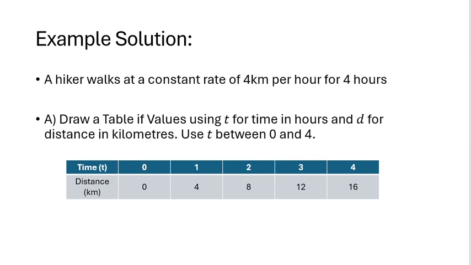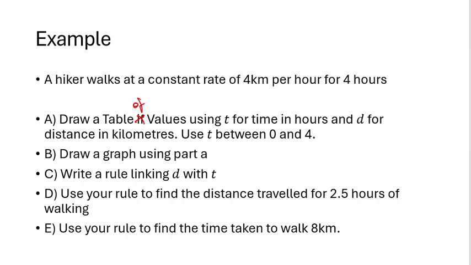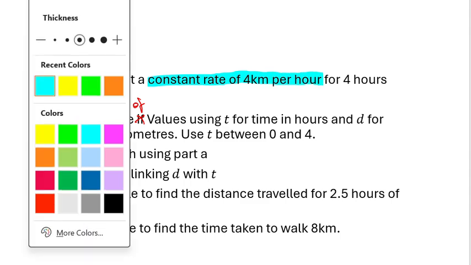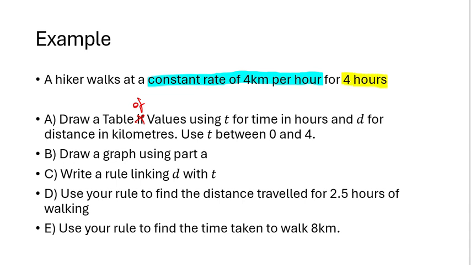So as you can see, I'm just going to highlight some keywords. So constant rate, 4 kilometers per hour. And then you have for 4 hours. This is pretty much your gradient. This is pretty much your time.